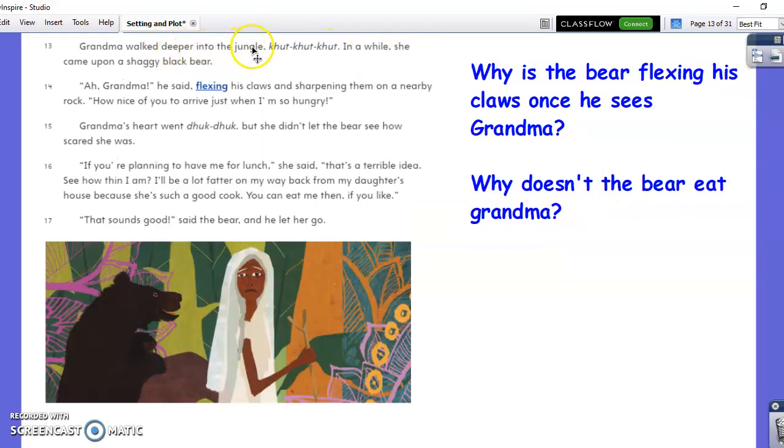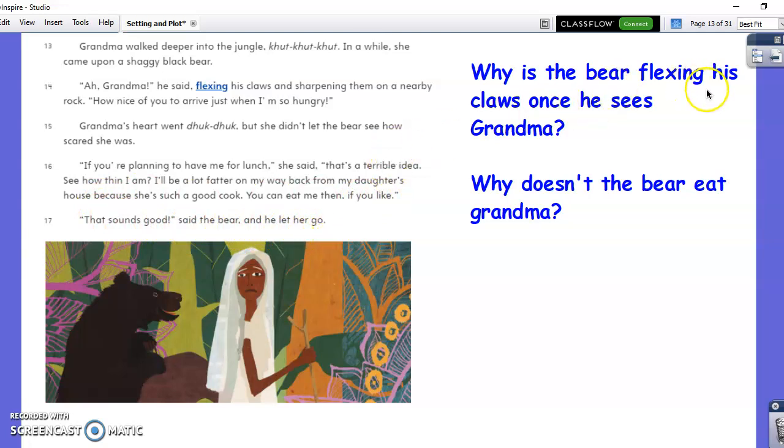Grandma walked deeper into the jungle. Cut, cut, cut. In a while she came upon a shaggy black bear. "Oh, Grandma," he said, flexing his claws and sharpening them on a nearby rock. "How nice of you to arrive just when I'm so hungry." Grandma's heart went duk, duk, but she didn't let the bear see how scared she was. "If you're planning to have me for lunch," she said, "that's a terrible idea. See how thin I am? I'll be a lot fatter on my way back from my daughter's house because she's such a good cook. You can eat me then if you like." "That sounds good," said the bear, and he let her go.